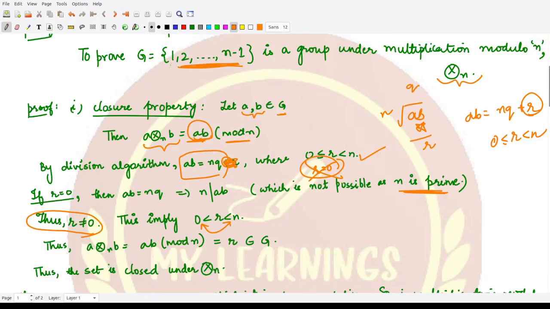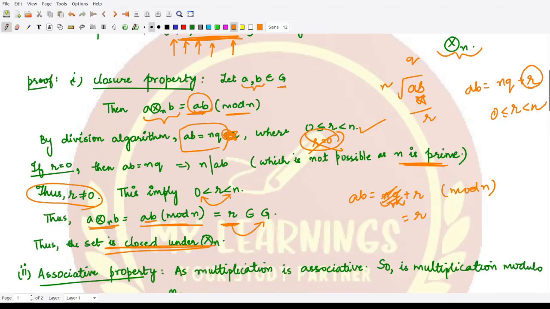So r would be some member of this set, 1, 2, 3, 4 up to n minus 1, and we would say ab mod n is equal to r. Why? Because you can write ab as nq plus r, and under mod n, because nq is completely divisible by n, this term would be cancelled and you will be left with just the remainder r. So this is r and this is some member of G. Hence our set is closed under this operation, proving the closure property.